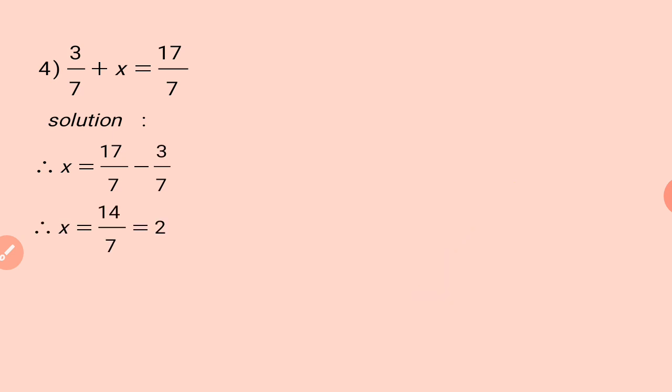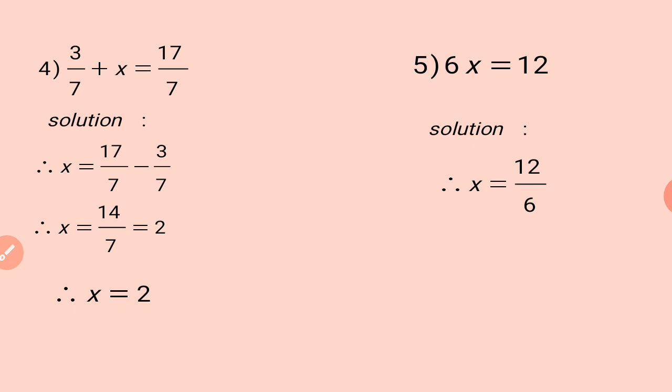Next question, 3 by 7 plus x equal to 17 by 7. Now x is the variable and 3 by 7 is added to it. On the other side it will be subtracted. Solve it and you get x equal to 2. The next question, 6x equal to 12. x is the variable, 6 is multiplied to it. On the other side it will be divided. Or you can say x equal to 12 by 6. So x is equal to 2.